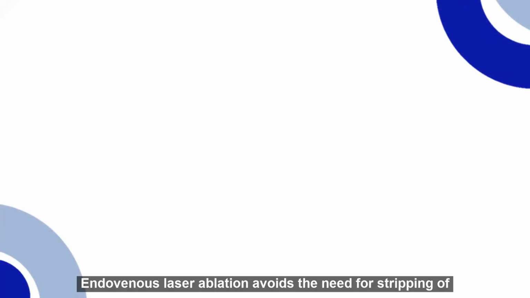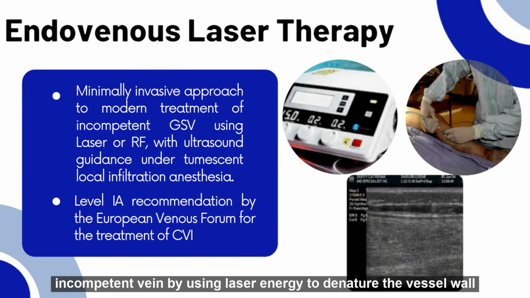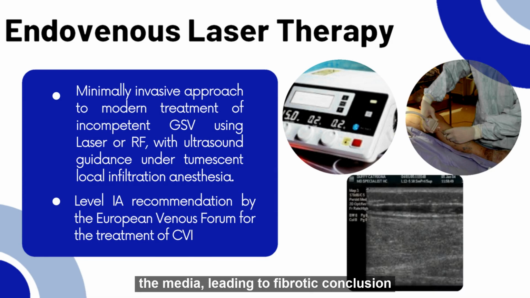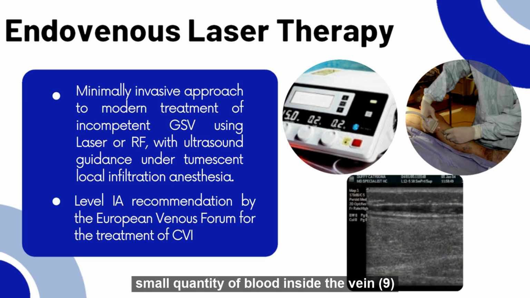Endovenous laser ablation avoids the need for stripping of incompetent vein by using laser energy to denature the vessel wall in situ, resulting in destruction of the intima and collagen of the media, leading to fibrotic occlusion of the vein. Energy is delivered both directly to the vein wall by the laser fiber and indirectly from steam bubbles produced by boiling of a small quantity of blood inside the vein.